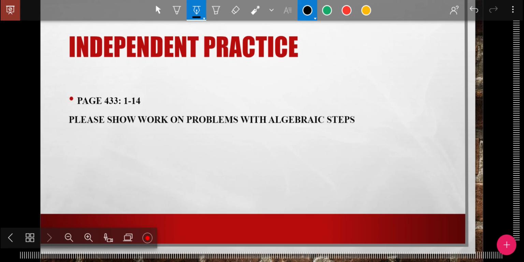The assignment here is page 433, 1 through 14 all. Please show work with algebraic steps.